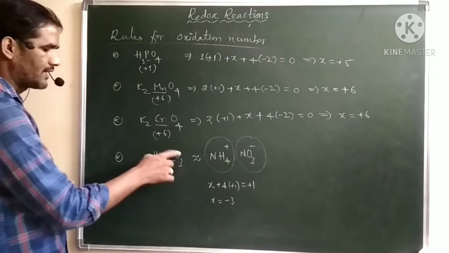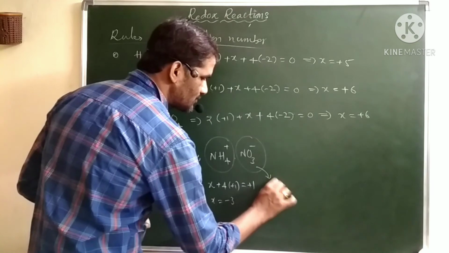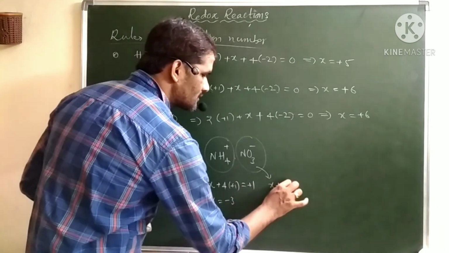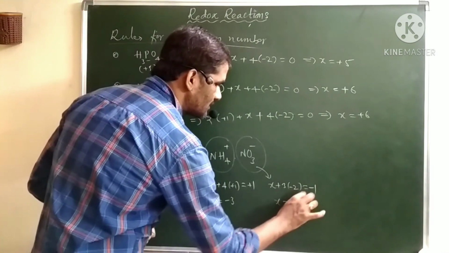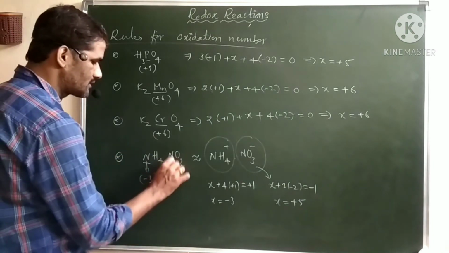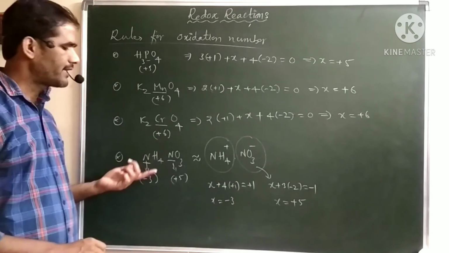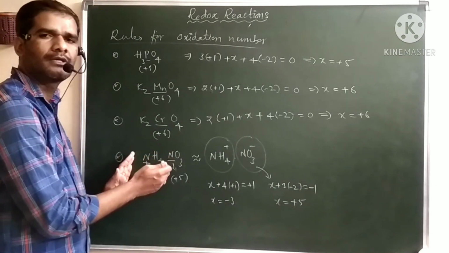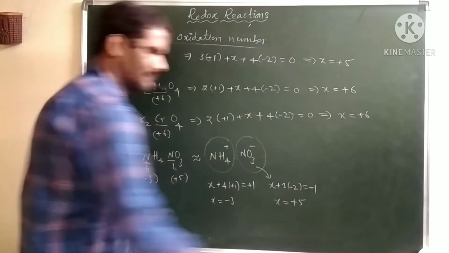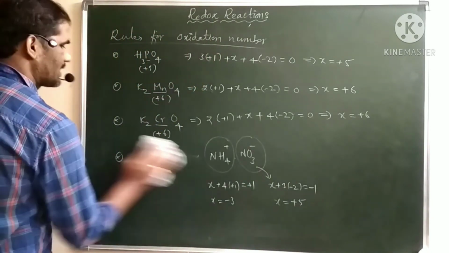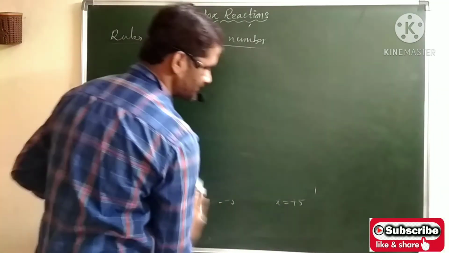Next NO3 minus. What is the nitrogen oxidation state here? Again let us assume X plus 3 into minus 2 equals minus 1. Now we will get X equal to plus 5. So this nitrogen oxidation state is plus 5. Whenever salts are there, it is better to write them in ionic form. You can split the molecule, then calculate the individual element's oxidation state. Let us take some examples related to this, how to calculate the oxidation numbers in some different kinds of molecules.